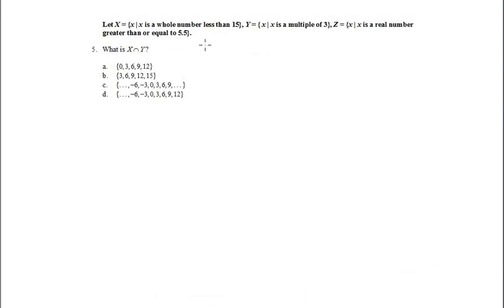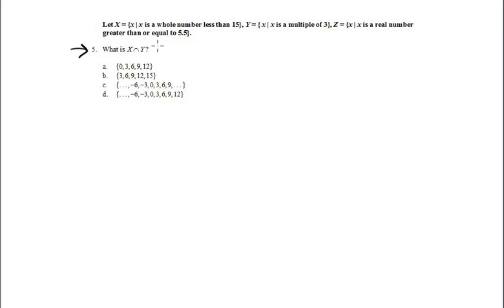Okay, number 5. It gives us 3 different sets: set X, set Y, and set Z. We don't really care about Z because in this example it just wants to know what is X intersection Y. Intersection means what they have in common.